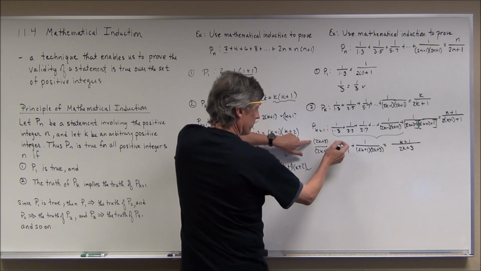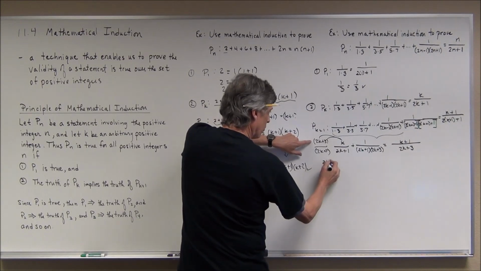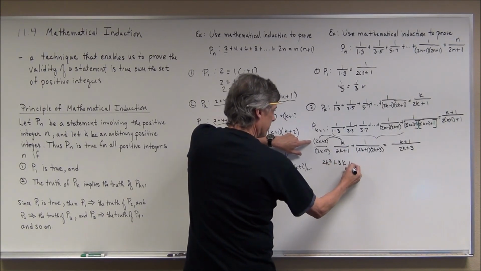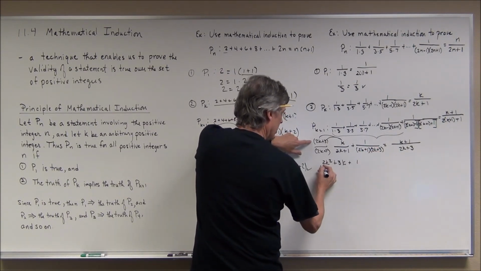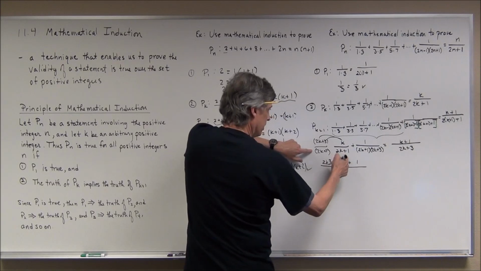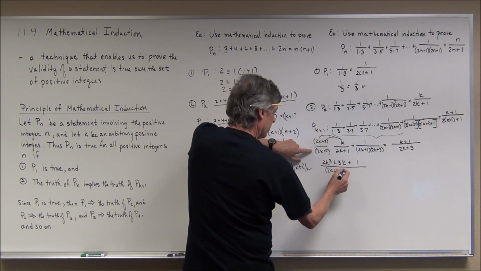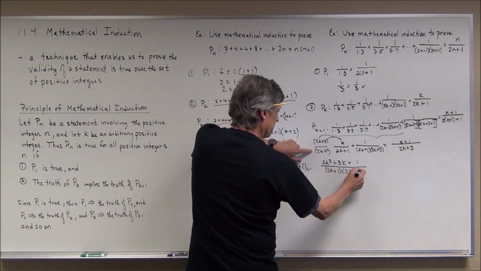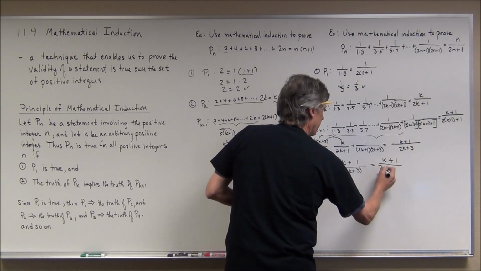So on top here, I'm going to go ahead and distribute. And I have 2k squared plus 3k. And I'm going to combine my fractions here because I'm going to have a common denominator. Plus 1 all over my common denominator of, let's put the 1 first, 2k plus 1 times 2k plus 3. And again, I'm going to see if this equals k plus 1 over 2k plus 3.